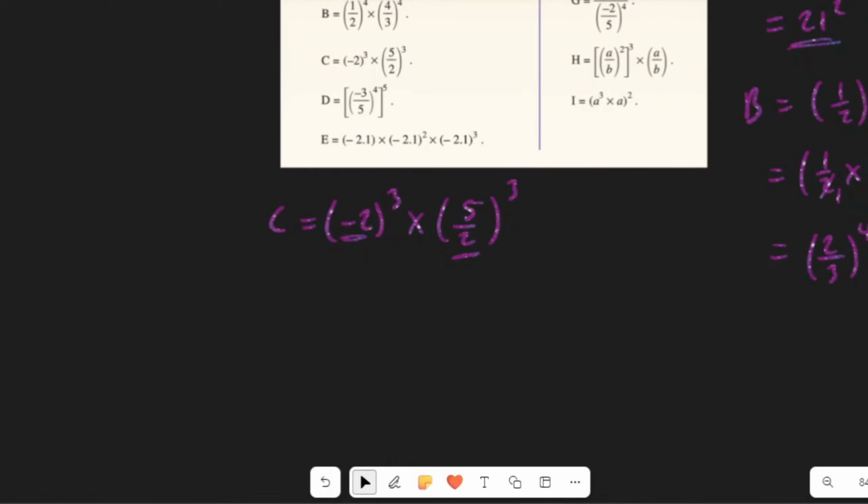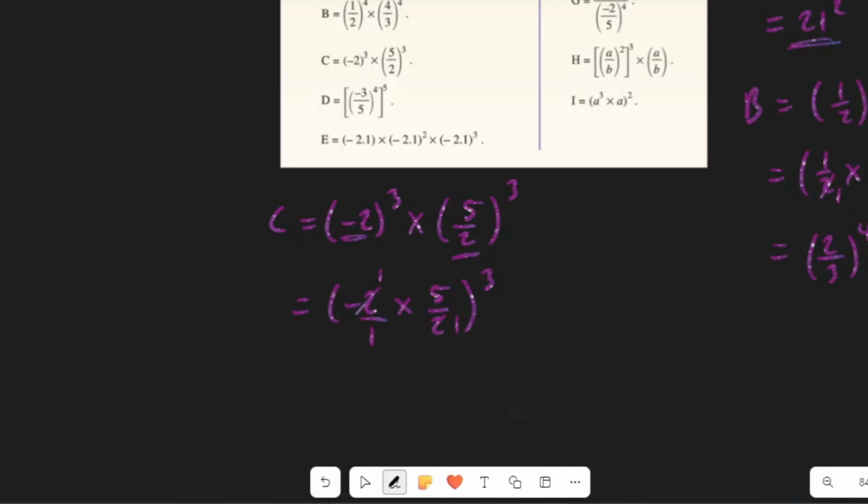We take the 3 outside and we'll get negative 2 multiplied by 5 over 2, all to the power of 3. Simplifying this is really simple. The first thing you do is you turn the negative 2 into 2 over 1, so it's easier to understand. And now you cross simplify. So 2 by 2 becomes 1 by 1.